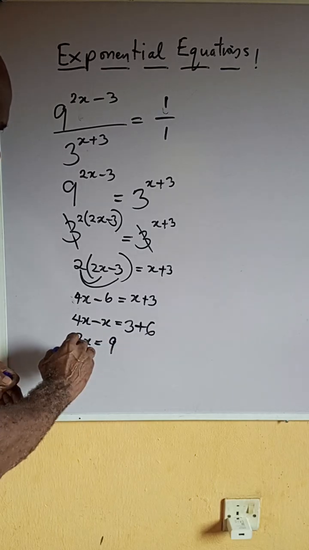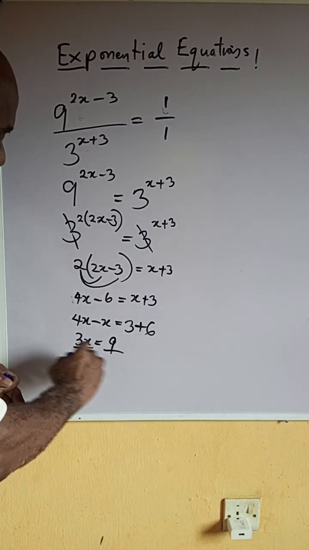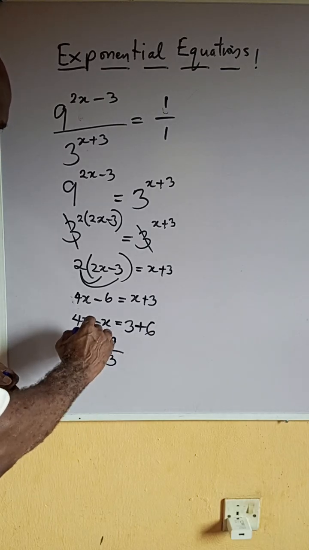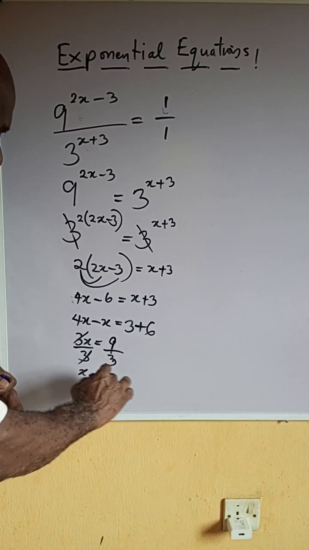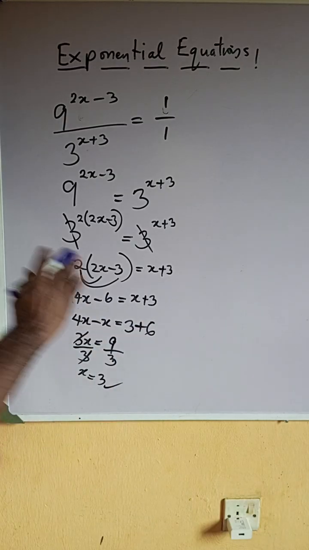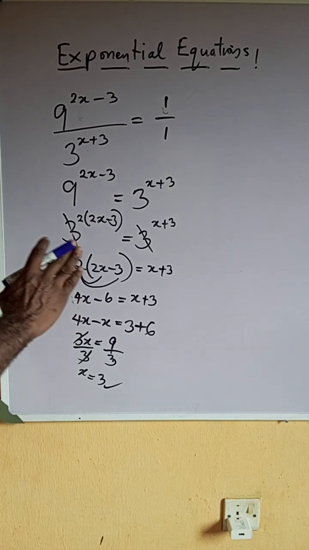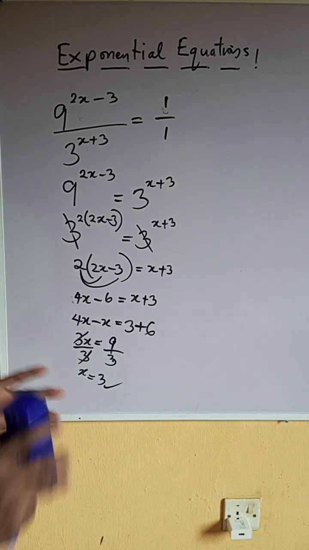Alright, if I divide both sides by the coefficient of x, which is 3, we should have that x will be equal to 9 divided by 3, which is 3. Alright, this is the solution to this. I hope it's clear.